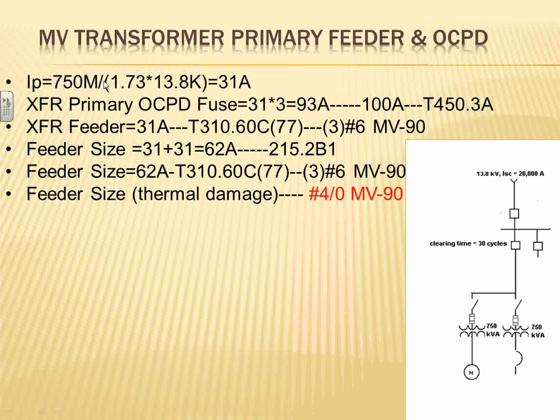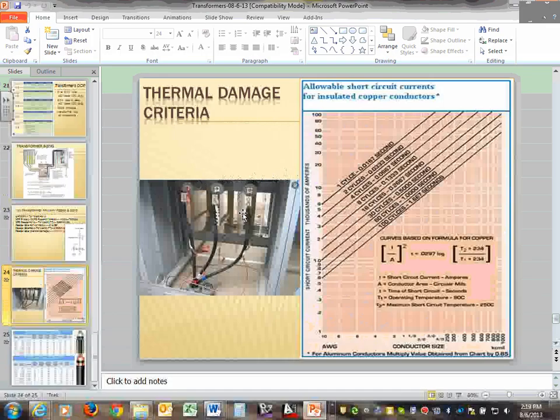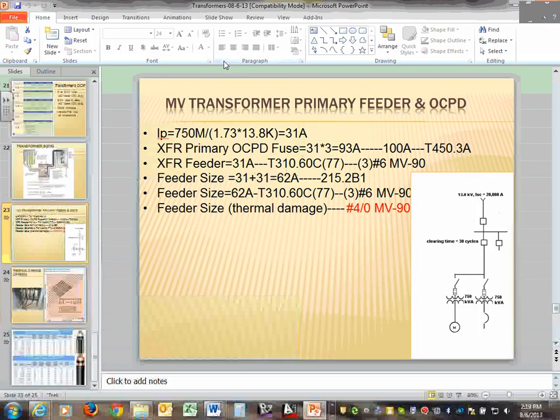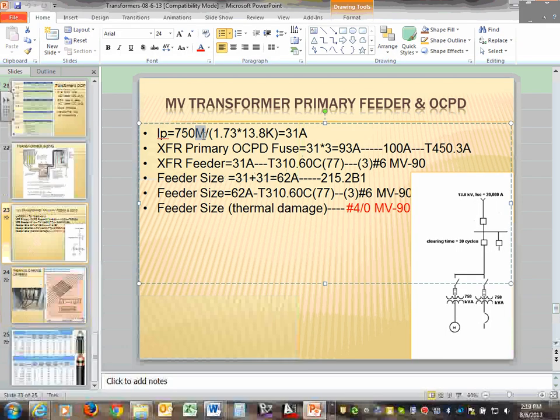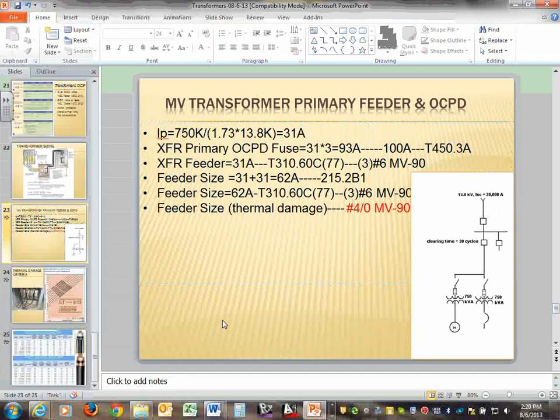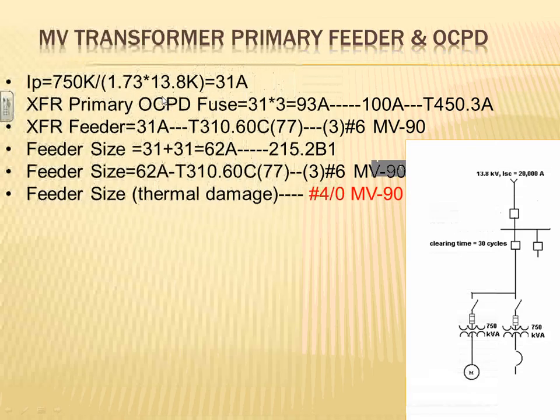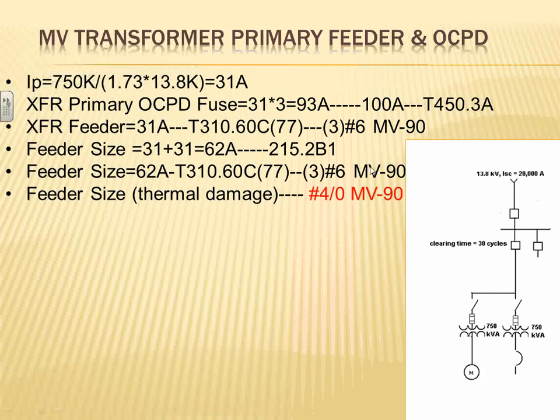Is it K or M? No, this can't be M. I'm sorry, can you change this one into K? That can't be an M, that would be huge. Okay, 750K. So here's 750 kVA. When you do the math on this, you get 31 amps out of each one of these transformers.